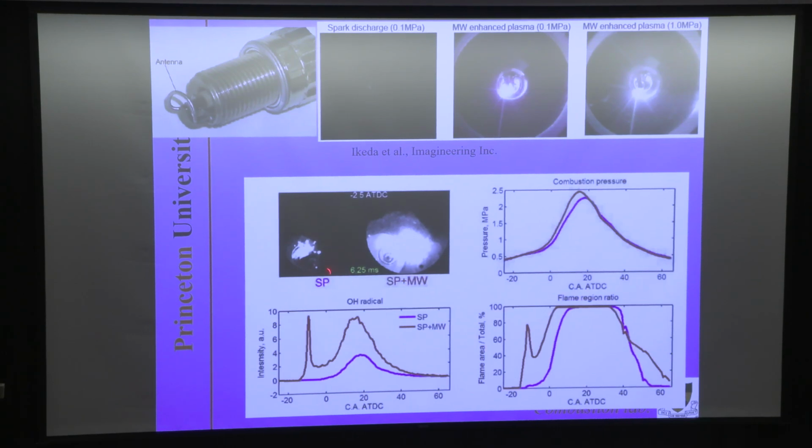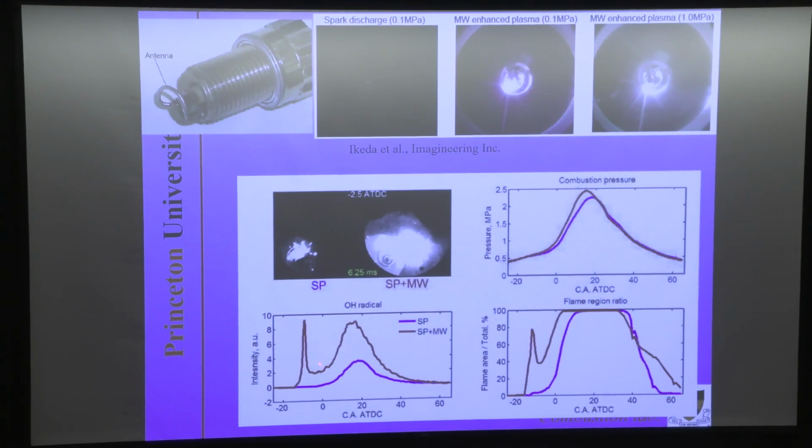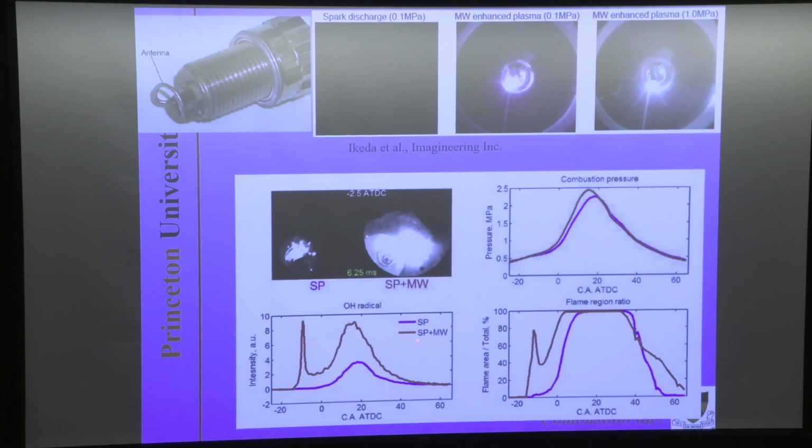With spark only, you can see a very small ignition happening. With spark plus microwave at 6.25 milliseconds, you can see a large volumetric ignition happening. If you look at the OH radicals, you can see clearly that spark plus microwave gives you a huge OH production, and then the pressure buildup is also accelerated, and the flame area is increased. So all this is phenomenological research from the early days.